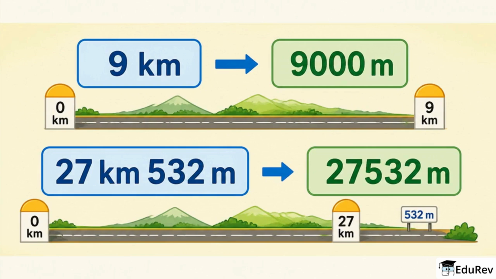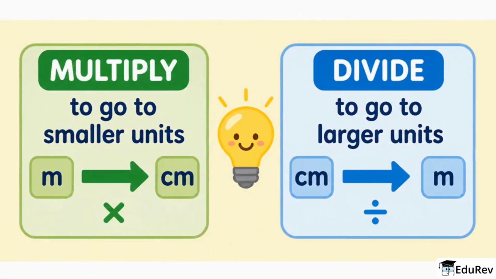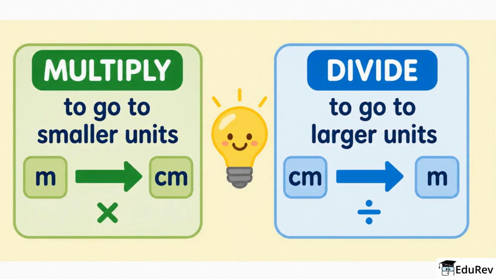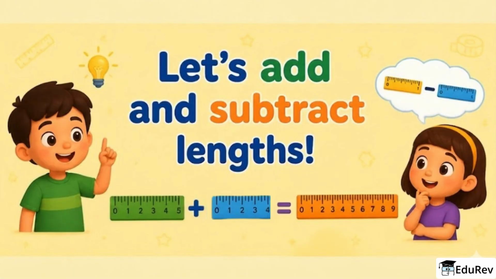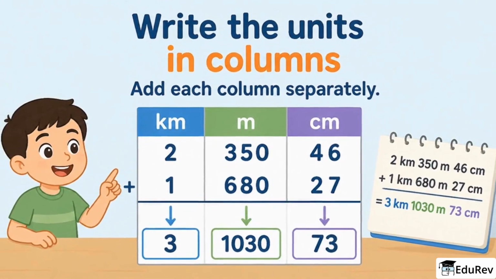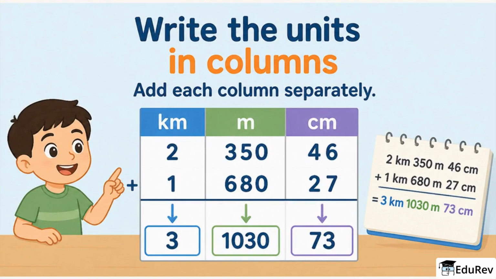And 27 kilometers 532 meters is 27,532 meters. Remember this tip. Multiply to go to smaller units and divide to go to larger units. Now let us see how to add and subtract lengths. Write the units in columns like km, m, and cm and add each column separately.